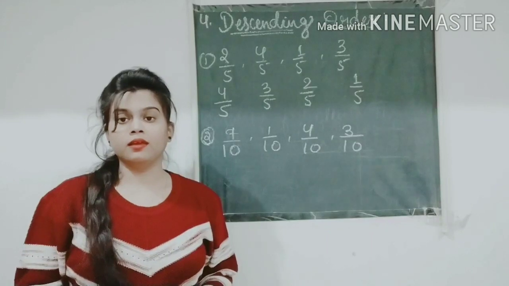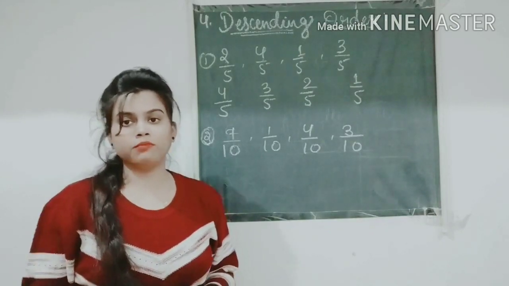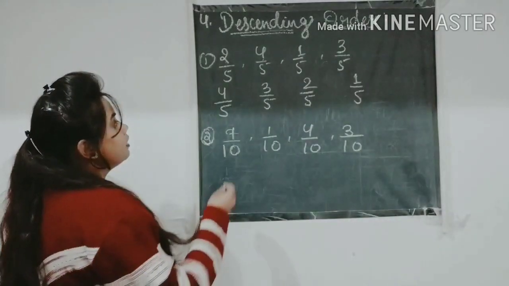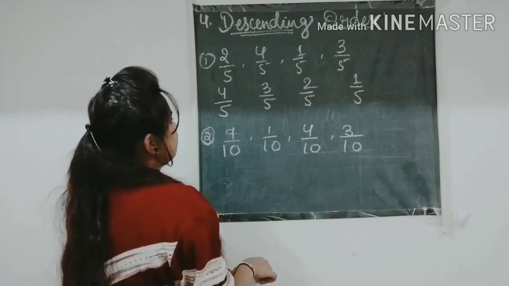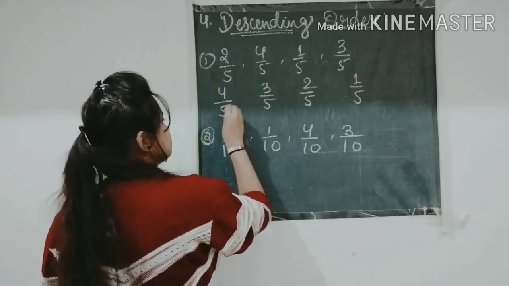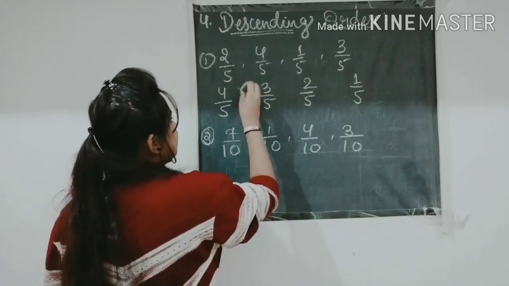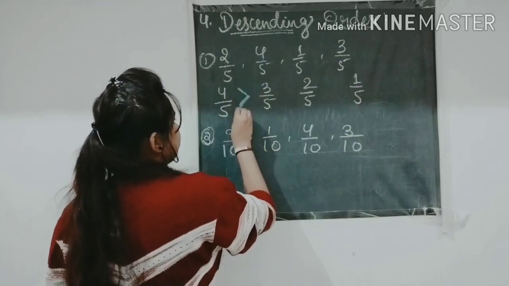Okay. Now what you have to do? You have to open the mouth towards the greater number. Compare these two numbers, 4 by 5 or 3 by 5. Which number is greater? Yes, 4 by 5. So open towards the greater number, that is 4 by 5.